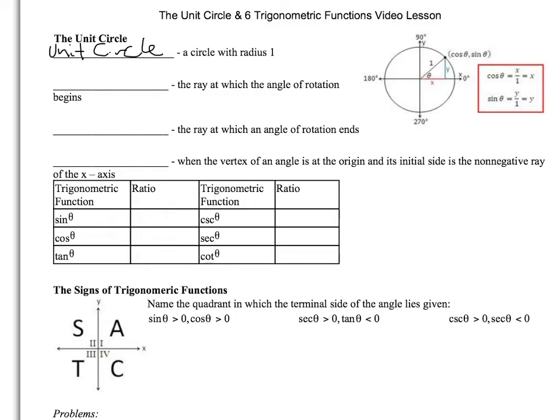The ray at which an angle of rotation begins, usually when we draw an angle, you have a beginning point and an end line. The beginning line is called the initial side. The ray where an angle ends, the other side, is called the terminal side.